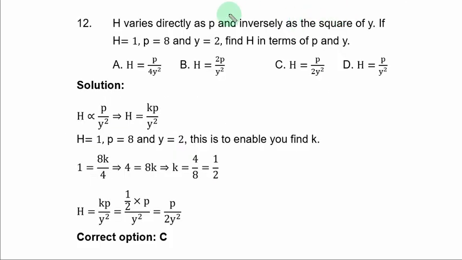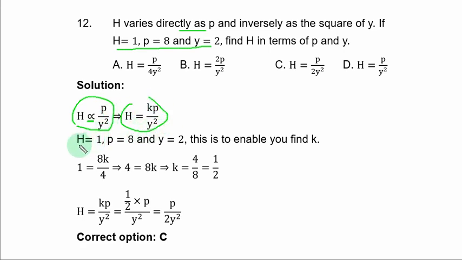Question 12. H varies directly as P and inversely as the square of y. If H equal to 1, P equal to 8, y equal to 2, find H in terms of P and y. That is simply the equation that is connecting H, P, and y. H varies directly as P and inversely as y squared. This is what you have there. In variation, we always do away with the symbol of variation. As you are doing that, you introduce the constant of variation, so you have it in this form.